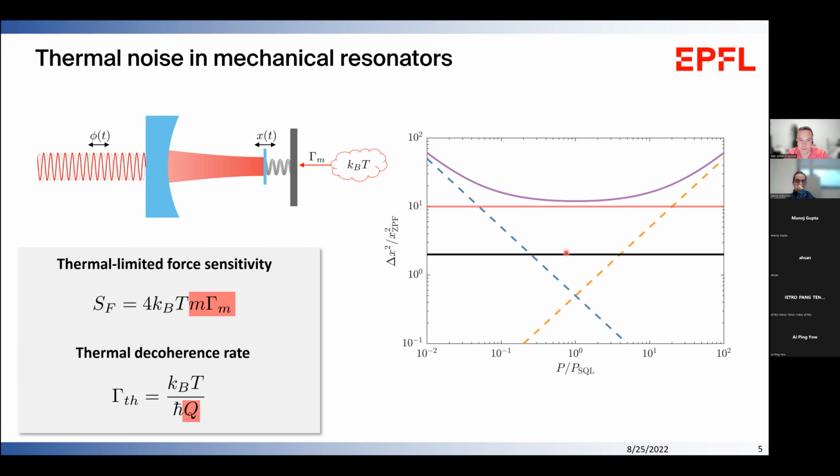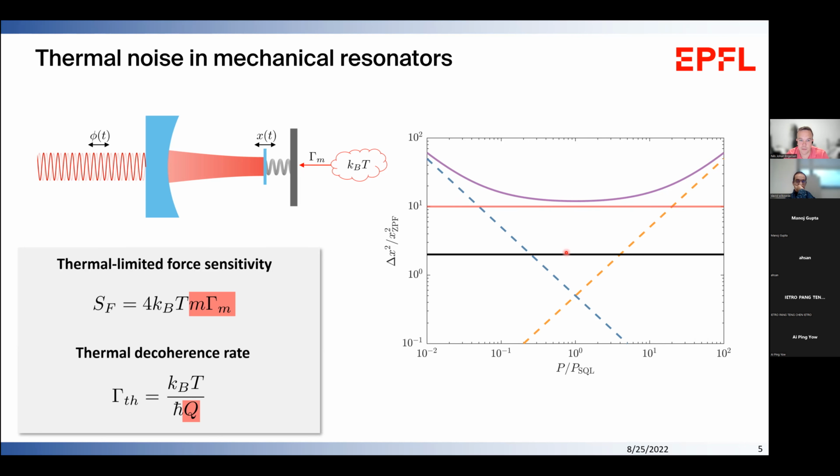And as we can see, this thermal limited force sensitivity is of course affected by the temperature. But if we have a fixed temperature, like room temperature, where we want to measure, then the only thing we can affect is the mass and the dissipation rate of the resonator. And this, the quality factor of the mechanical resonator, also sets the thermal decoherence rate. So how long can we expect the quantum state of the resonator to stick around if we manage to prepare it? And so what we want to do is to have both small mass and low dissipation. And these two requirements are usually in conflict.